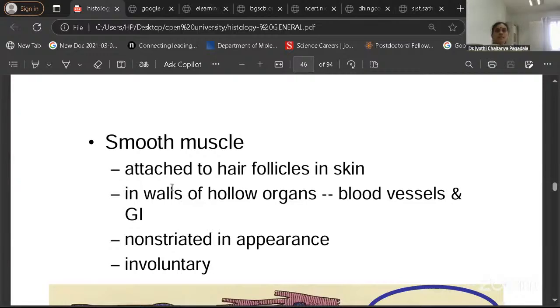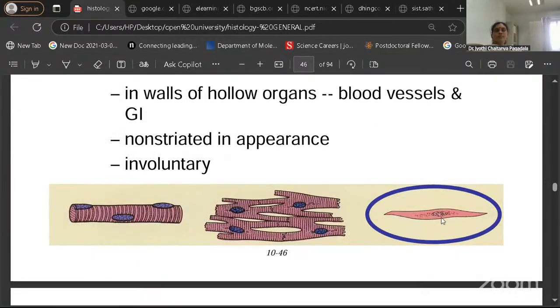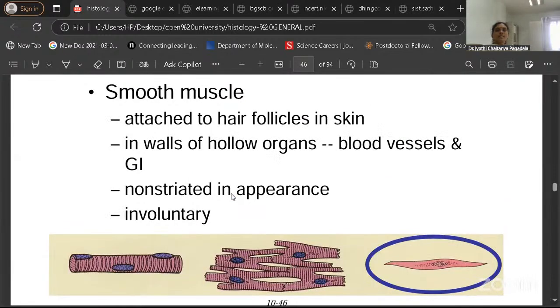And the other one is smooth muscle. Here you can see the smooth muscle. This is smooth muscle attached to hair follicles in skin, and in the walls of hollow organs, those are blood vessels and the gastrointestinal tract, and non-striated in appearance, involuntary.